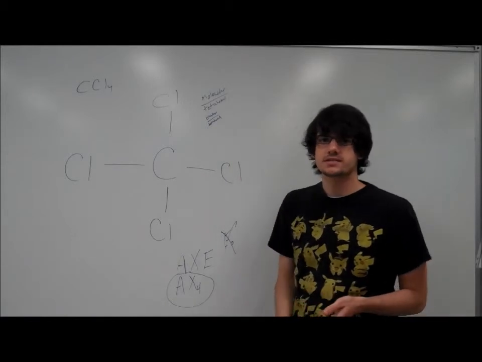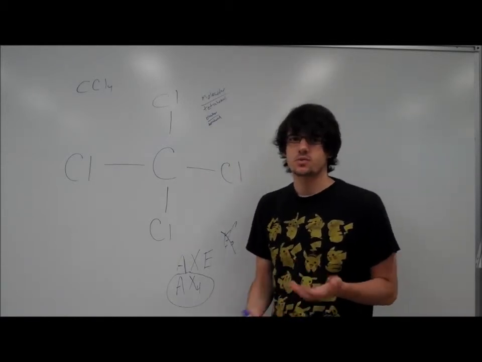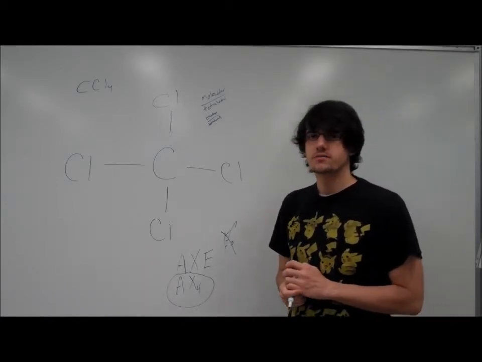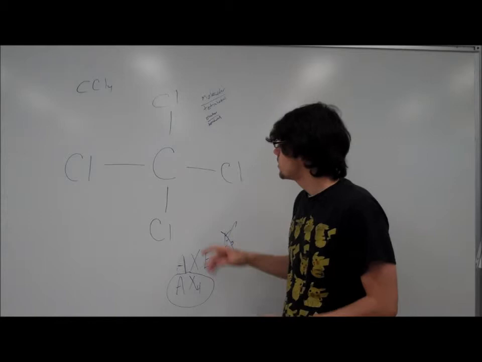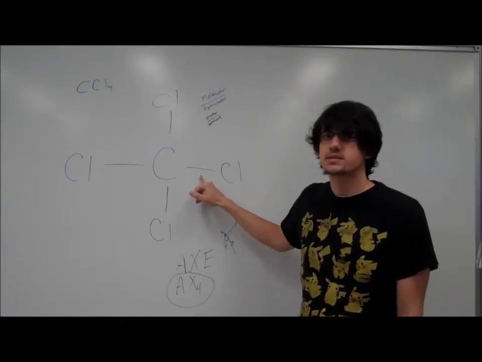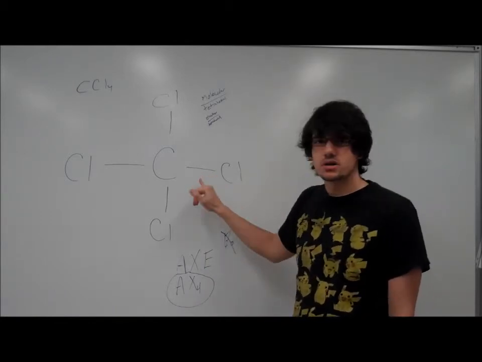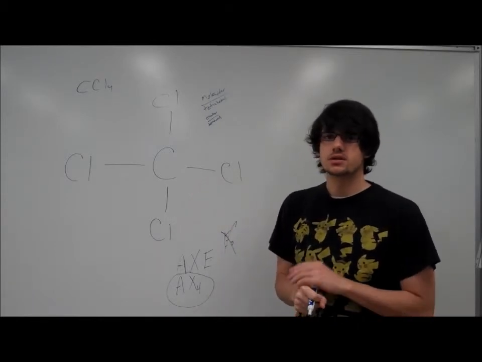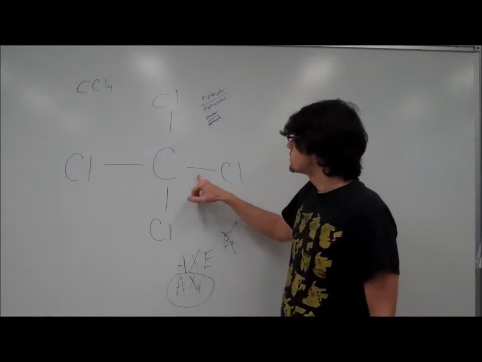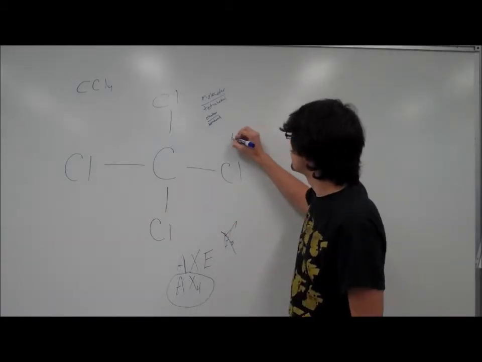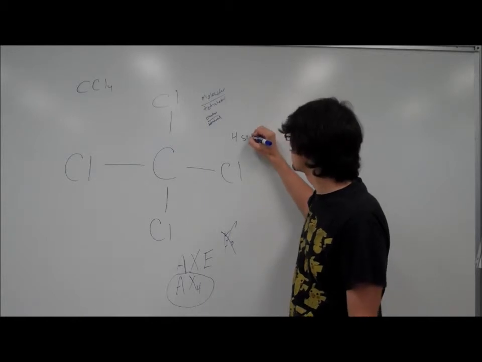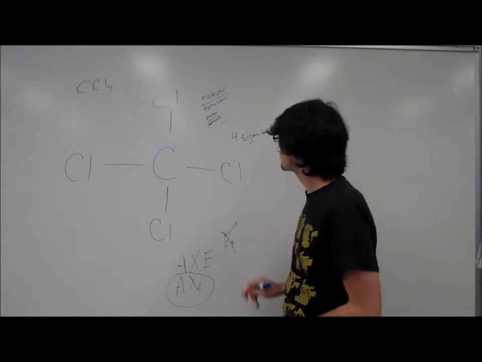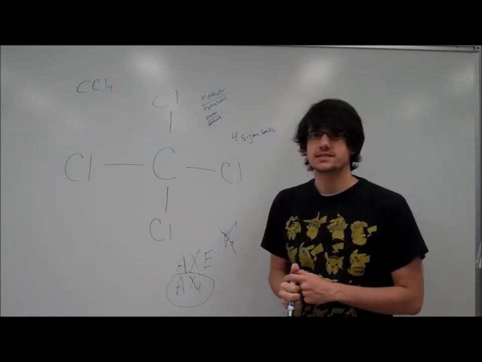Now remember, on your test, you'll have to memorize the chart because it won't be provided for you. Now we can determine the amount of sigma and pi bonds we have. For each single bond, you have 1 sigma and 0 pi. For each double bond, you have 1 sigma and 1 pi. And for each triple bond, you have 1 sigma and 2 pi. Since we have 4 single bonds, it means we have 4 sigma bonds. That's all there is to it for CCl4.